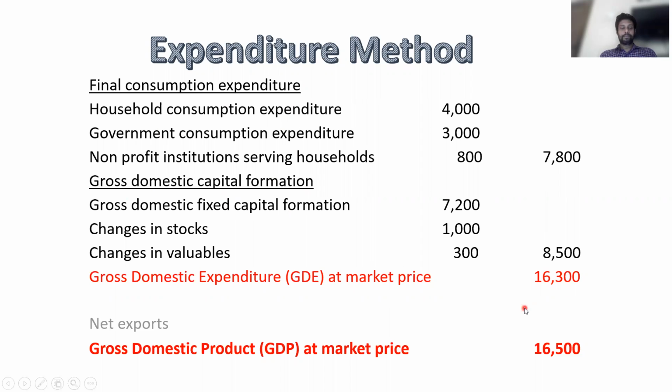Thereafter, net export. Net export means exports minus imports. Right now, 700 minus 500, it is 200. Sometimes imports are greater than exports. In such a case, this becomes a negative value. You see?